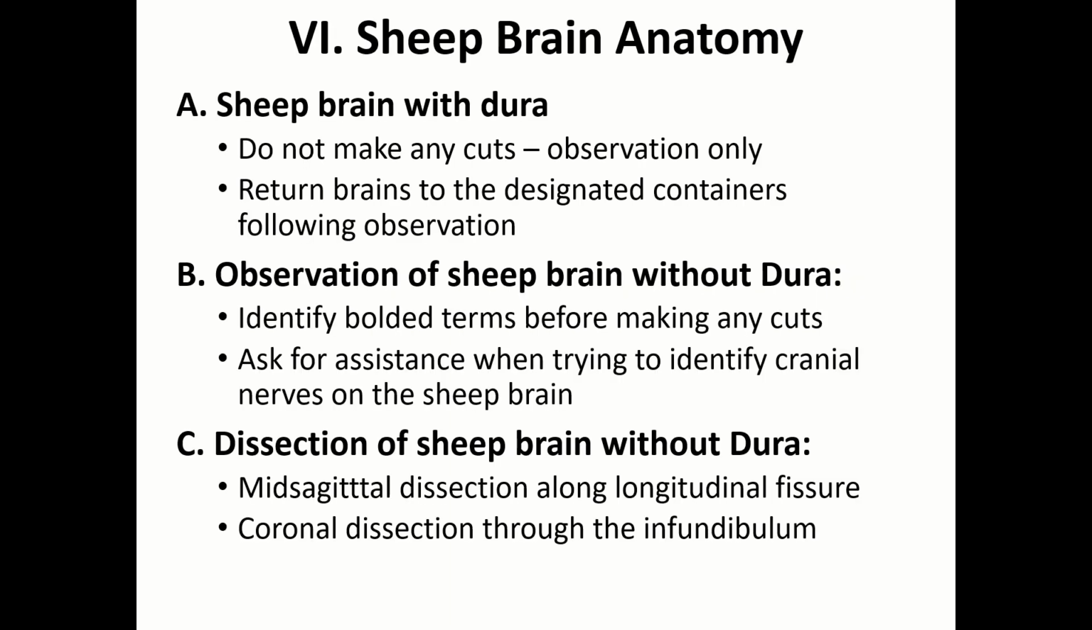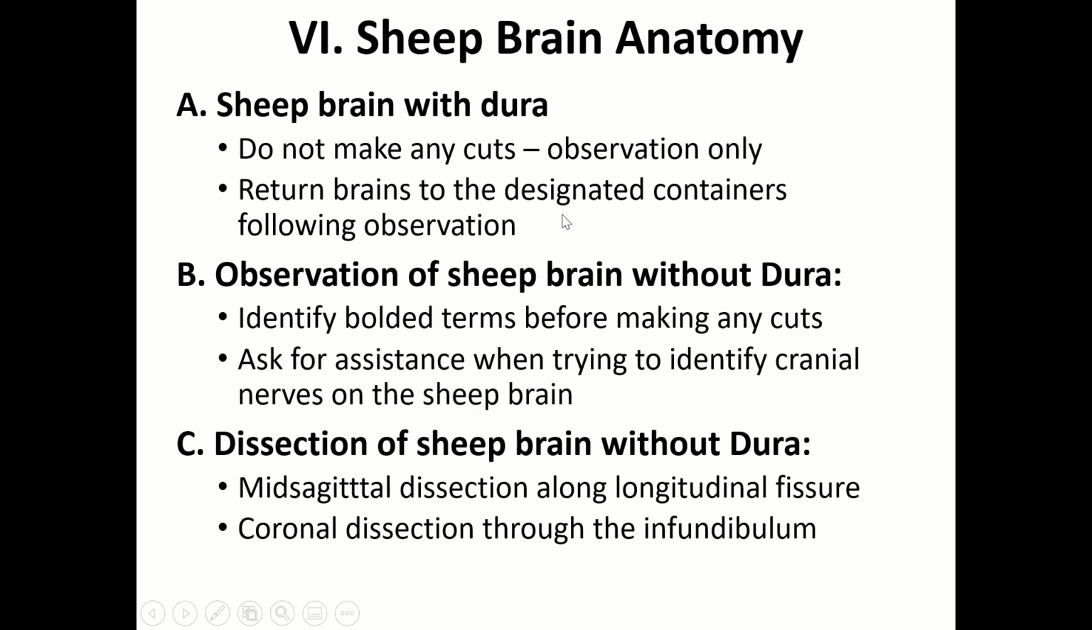Instructions for the sheep brain dissection are very important. Make sure you're reading each step in the lab manual to ensure that you're actually making the correct cuts on the correct structures. There are 3 basic parts to the sheep brain dissection exercise. The first, part A, will be you're looking at a sheep brain with thick dura mater around the outside. It's important that you know you should not make any cuts on this brain. This is for observation only. You will identify all bolded terms associated with part A, and then you will return the brains to the designated containers following your observation.